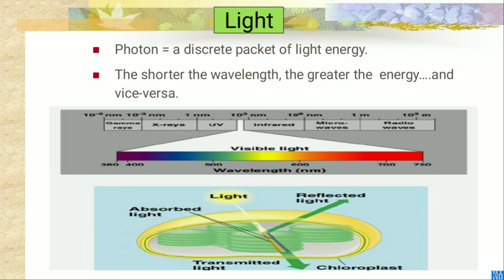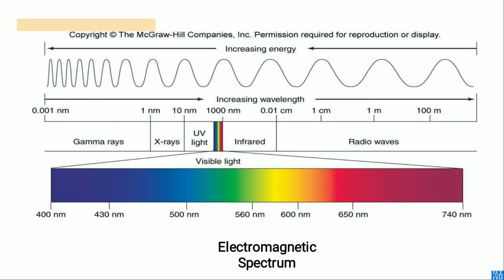Then light. A photon is a discrete packet of light energy. The shorter the wavelength, the greater the energy, and vice versa. We saw this in the last slide. Then it is the electromagnetic spectrum.